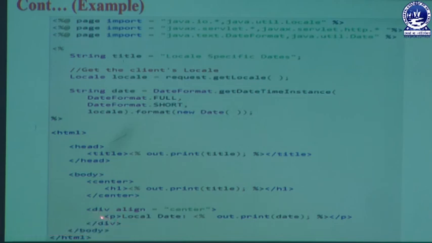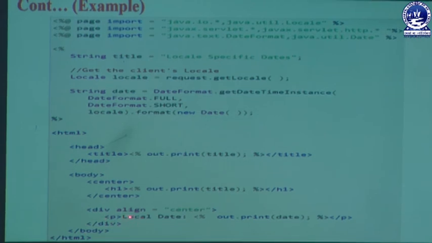Finally, we have a div, or division, tag, and the division tag will contain a paragraph written as the local date, which is written as out.print with a specific type of date, closed in that section. Then finally we close the body section, then the HTML section. So in this way we can write the whole code according to the user's requirement.